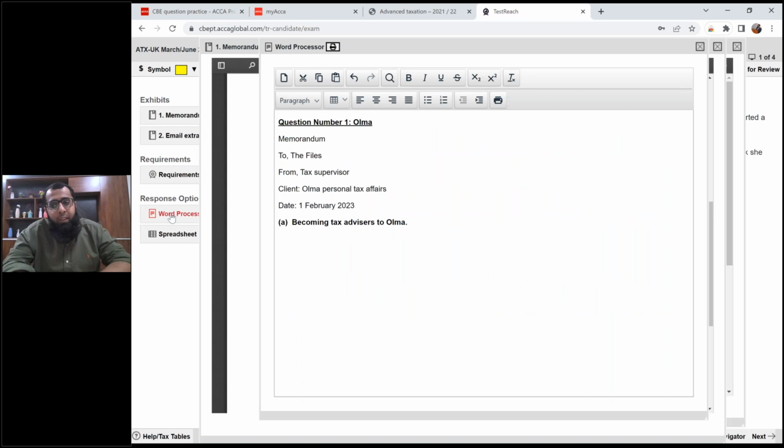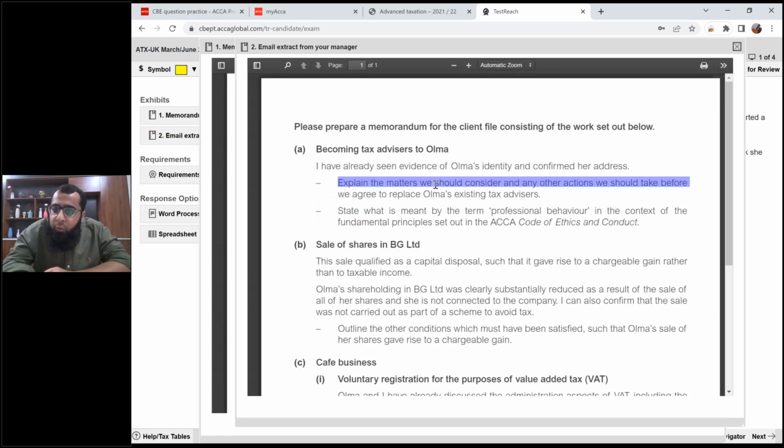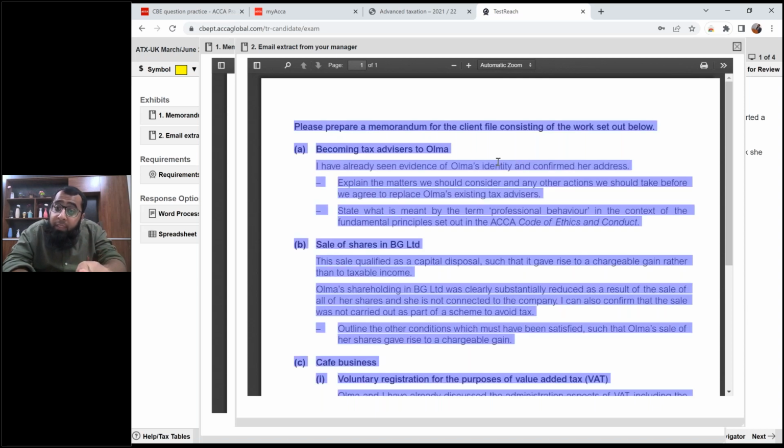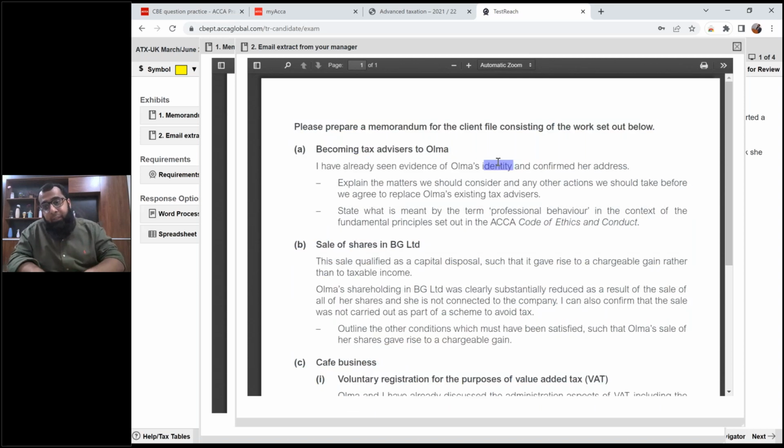Now, I want you all to participate with me. Becoming tax advisor to Alma, what are the matters which we should consider? Please tell me on the question answer tab. What are the matters which you will consider before becoming the tax advisor to Alma? We will think about the code of ethics. One student said, sir, identity and address. Please read here: I've already seen evidence of Alma's identity and confirmed her address. So don't write about identity and address.